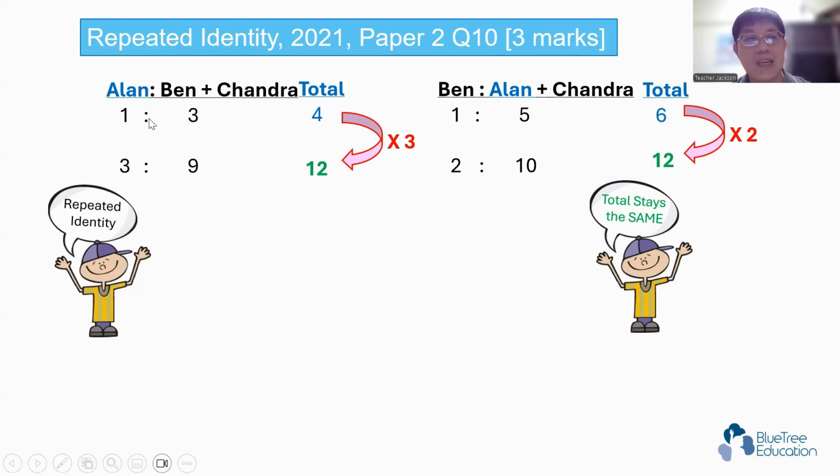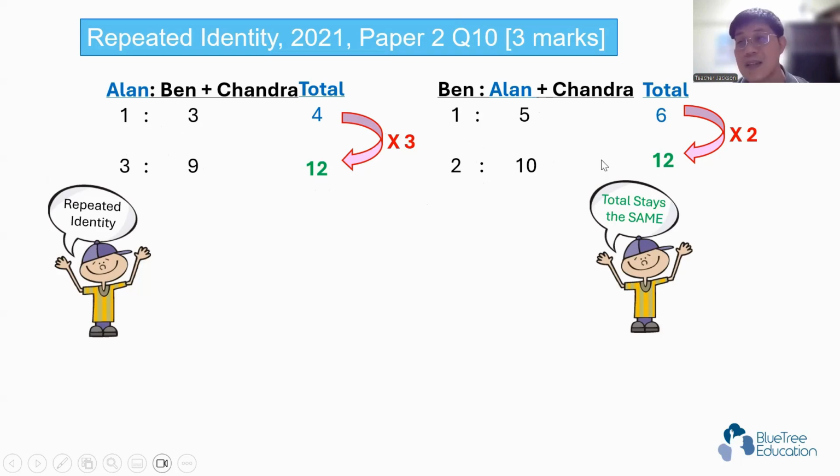So actually from here, I times 3. Some people were wondering, how come you put 3:9 here? Why you put an equivalent ratio? Because I want to times 3 first, so I'll get 3 here, and 3 times 3 is 9. So the total 3 plus 9 will be 12, that's the total here. Same here, I times 2. So 1 times 2, 2. 5 times 2, 10. So 2 plus 10, 12.